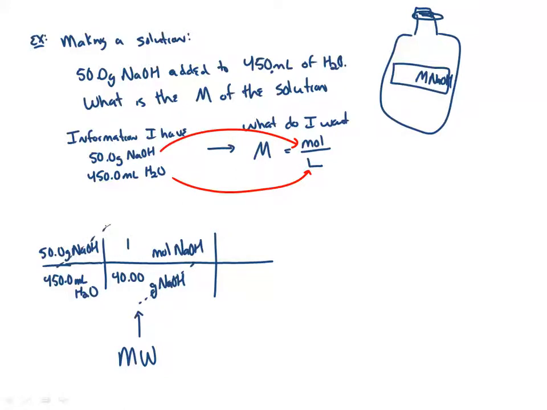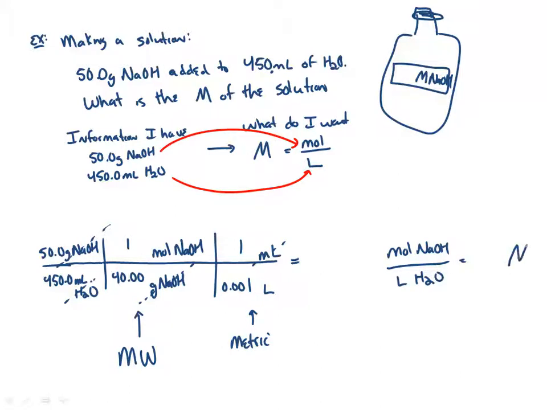And then the milliliters one, well, milliliters to liters, that's just literally a metric conversion. That's just on our cheat sheet. We know that 1 milliliter is 0.001 liters. Notice my milliliters cancel, and I'm just left with moles NaOH over liters of technically H2O. We usually just abbreviate that molarity. Plug that into our calculator. I get 2.78.